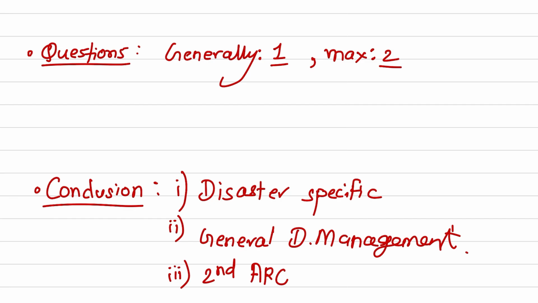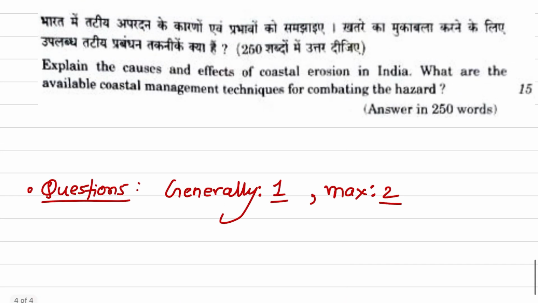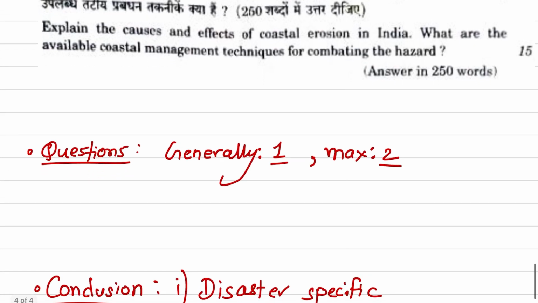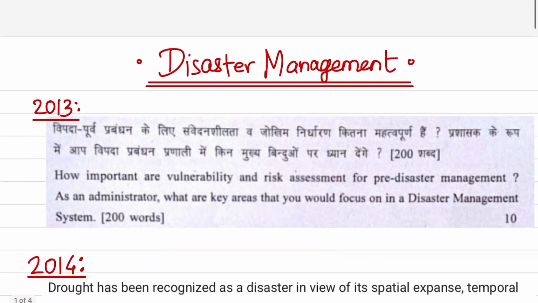ठीक है, दो से ज़्यादा क्वेश्चन नहीं आ सकते, because there is no scope. There are so many subjects given in GS3 that it becomes very difficult for the examiner also, for the paper setter also, to give more than two questions, right? We will see these questions in detail also. So now we will see.